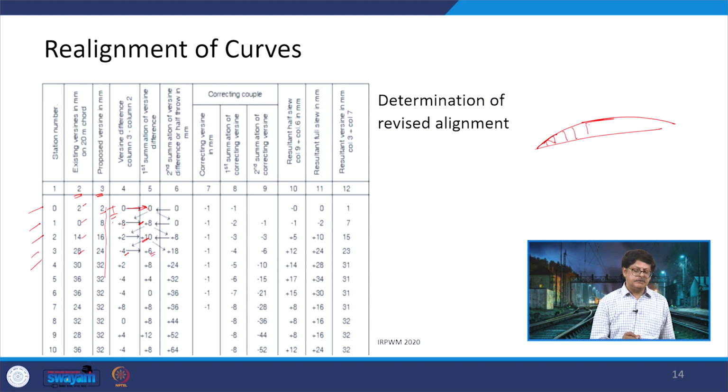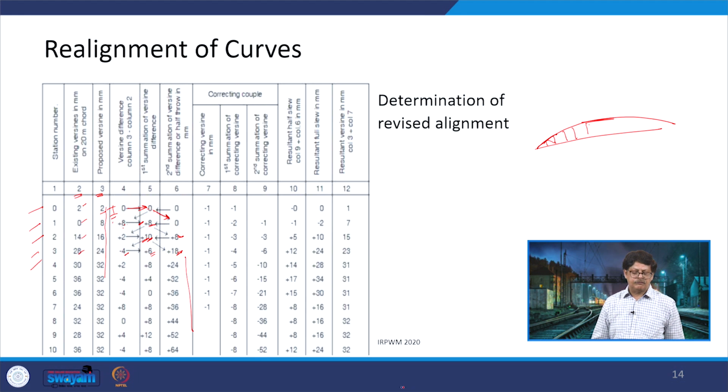What is the second summation of the Versines? The second summation of the difference of the Versines which have been taken previously. So, it is 0. So, 0 gets here, then this 0 is added to the second value, so it is plus 8. So, plus 8 comes here, then it is added to plus 10. So, plus 18 comes here, and that is how the values will keep increasing.